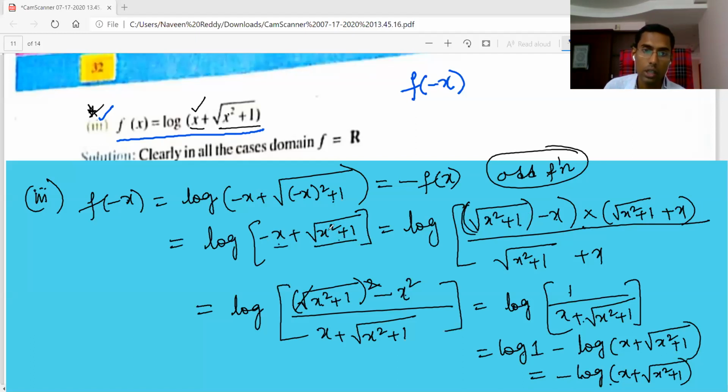Here this is a minus b. I wrote a minus b, then I multiplied with a plus b divided with a plus b. This we can do, multiply and divide with the same term. Then what I get? A minus b into a plus b, a square minus b square, by a plus b. Here the square root square gets cancelled, x square also gets cancelled, 1 by this. Log a by b is log a minus log b. So log 1 is 0. So then we get this one, that is minus of this thing, which is f of x, so f of minus x is minus f of x. So this is okay.